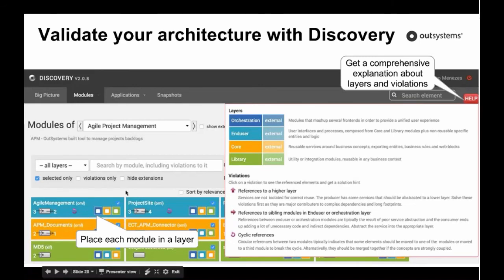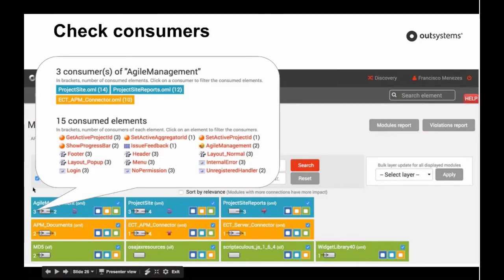So once you have everything classified, you can now, for instance, look at this module, which is the Agile Management module, and this is an end user. And in this example, I don't see any orchestration module. So who is consuming it? This is obviously an evidence that something is wrong.